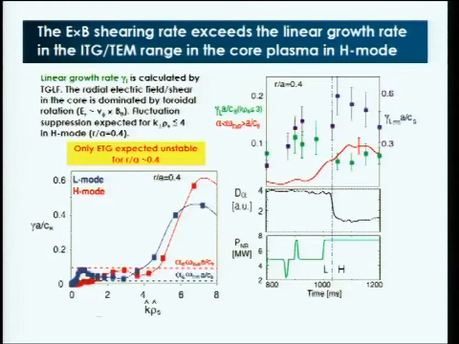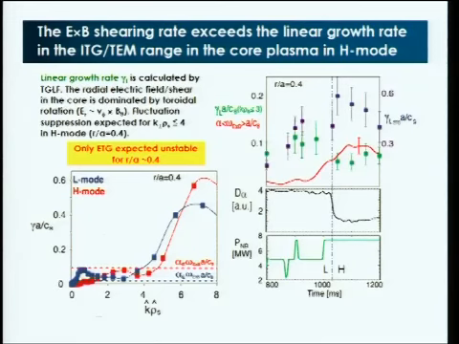So as the shear picks up here, even before the LH transition, the low k growth rate becomes marginal. So the E cross B shearing rate becomes very close to the linear growth rate here at the time of the LH transition, while the ETG growth rate, of course, stays much above. And what is compared here is actually the normalized growth rate compared to the E cross B quench rate.